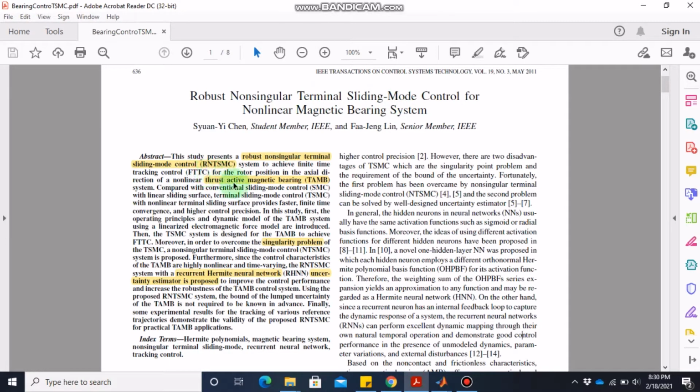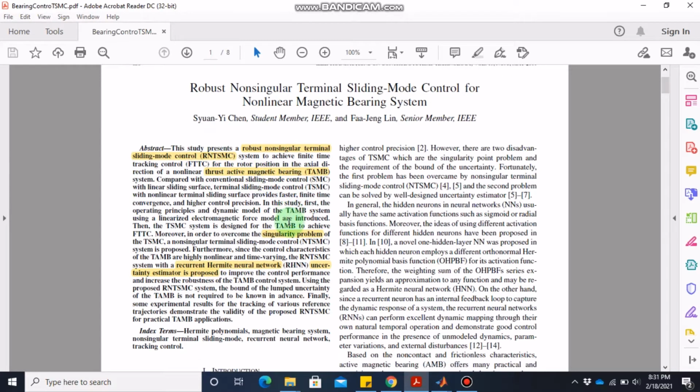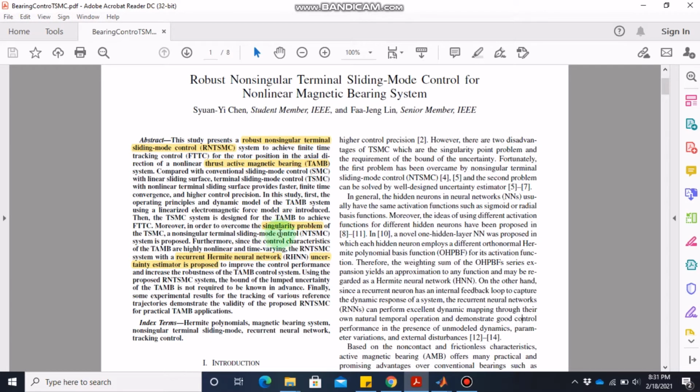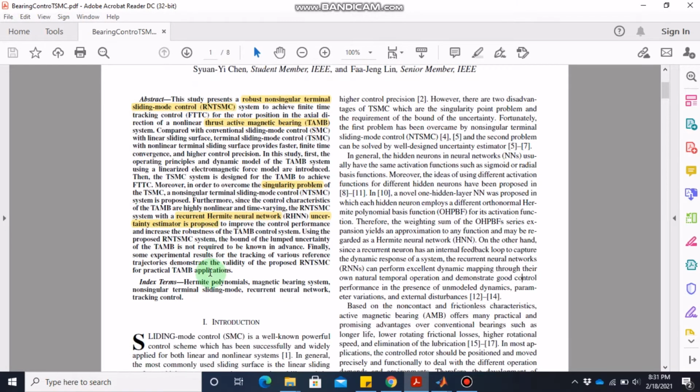So basically the magnetic bearing system that has been discussed in this paper is the thrust active magnetic bearing system, and the reason why non-singular terminal sliding mode control has been proposed is to avoid the singularity problem in the usual terminal sliding mode control. And then they also have used the recurrent Hermite neural networks to estimate the uncertainties in the system.